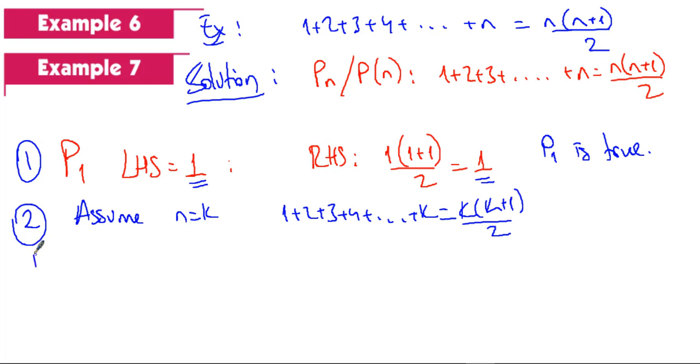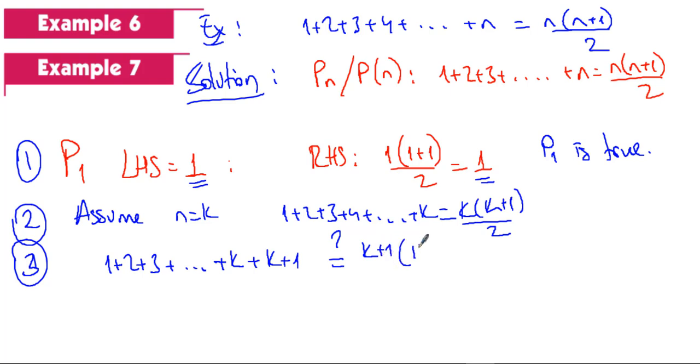And now in my third part, I need to prove my aim: the next step. I'm going to find the result if I include k plus 1 into my statement. If I put in the next step, my question is whether I will get this result. If I get this result, then your statement is correct. You prove the statement.